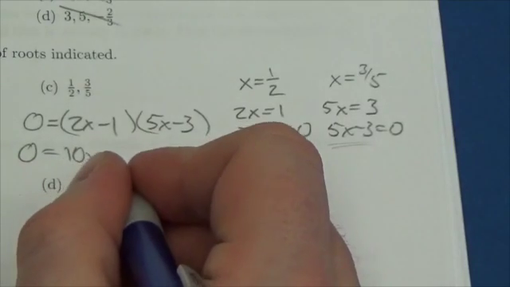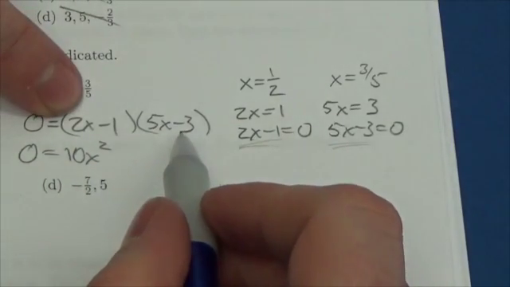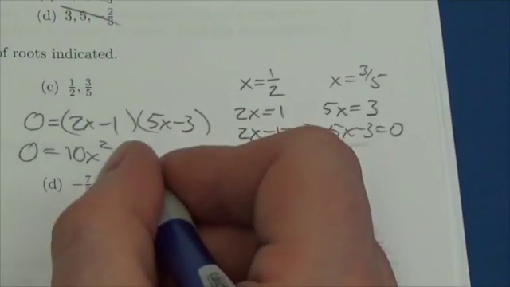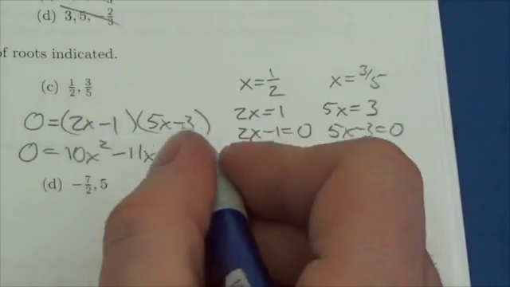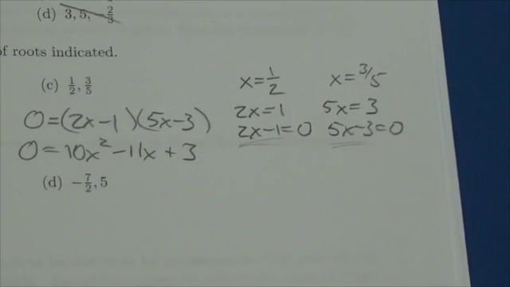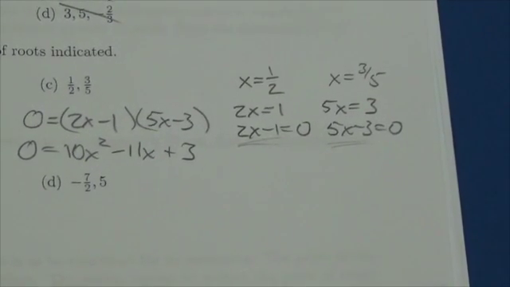Okay, I'm going to get 10x squared. When I multiply the outside terms, I get negative 6. When I multiply the inside terms, I get negative 5. So together that's negative 11x. And then plus 3. So the equation we're looking for is 0 equals 10x squared minus 11x plus 3.